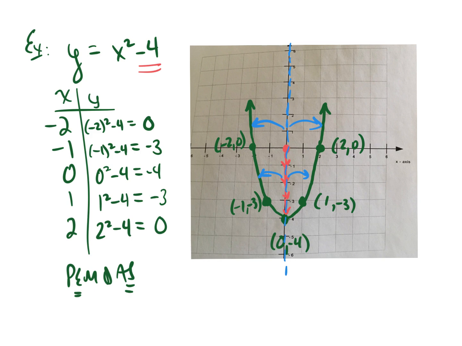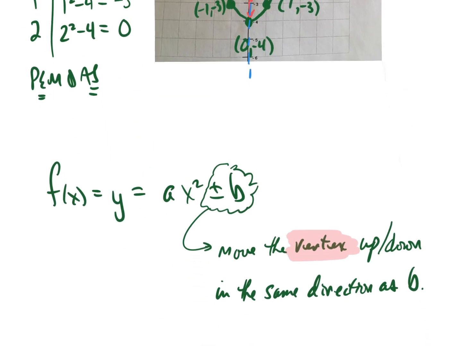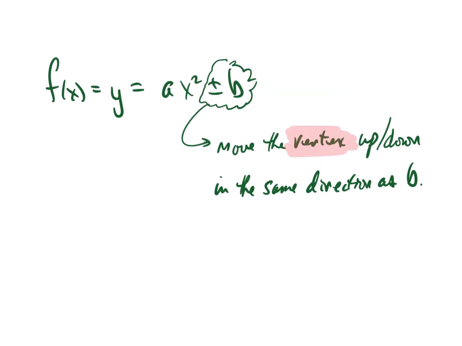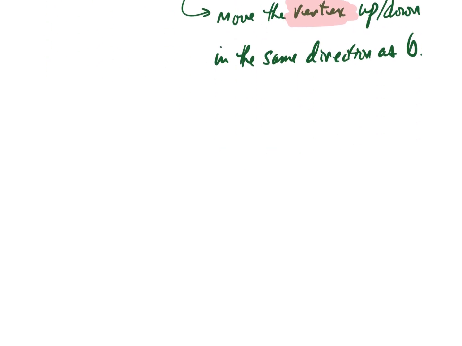Okay? Alrighty. So let's just try a couple more. That's the main idea, is that whatever plus or minus number is on the end, that moves the starting point up or down in the same direction as B. Okay? So let's try another one. Here's another example of a parabola. So let's have this one be negative 2x squared plus 5.